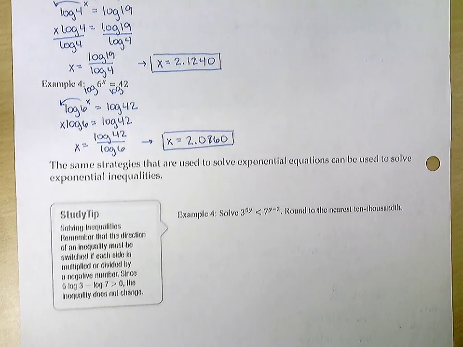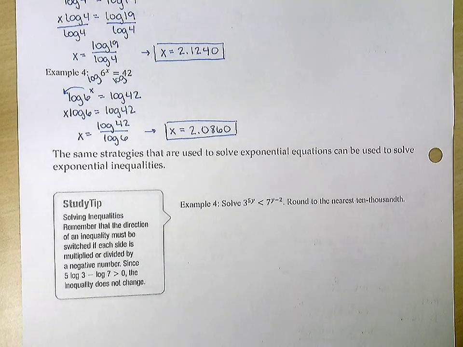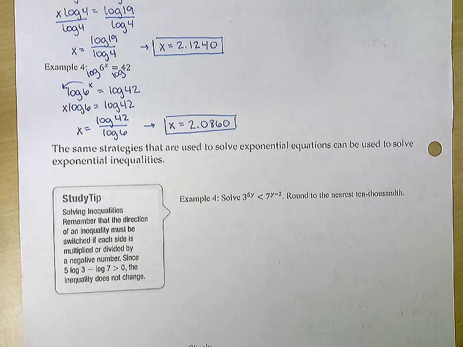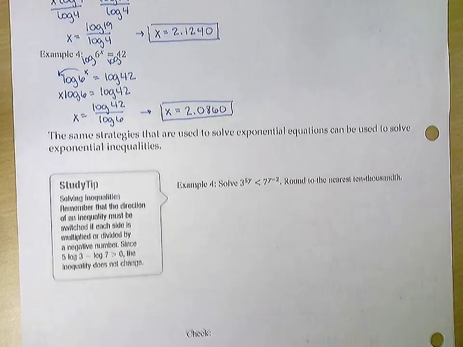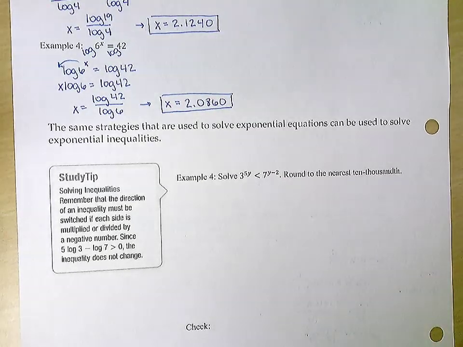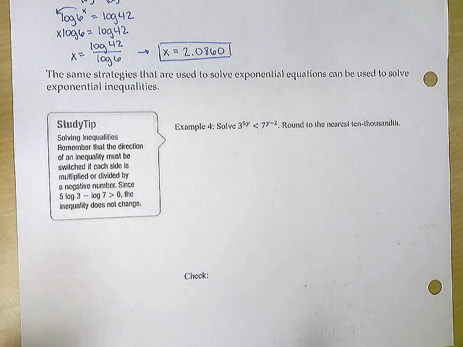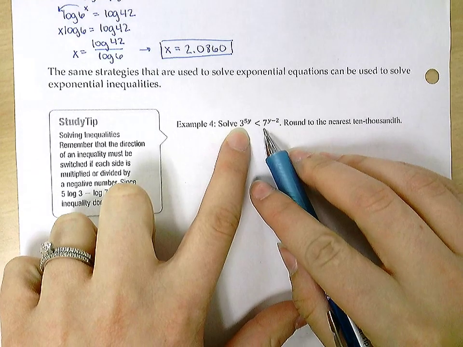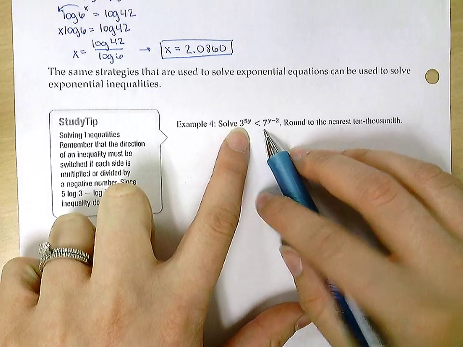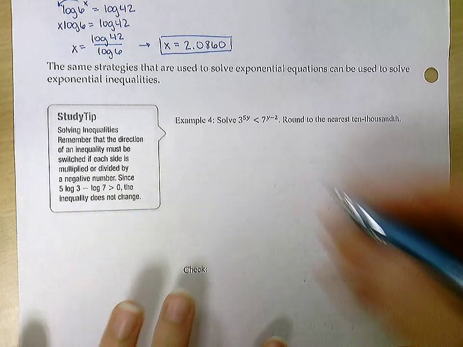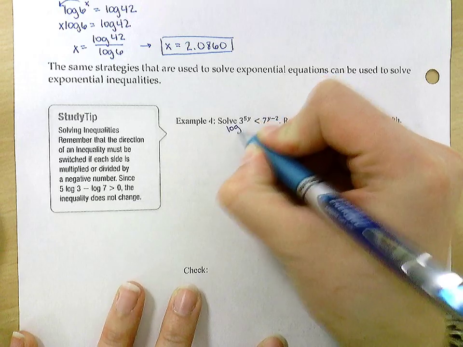So the same strategies that are used to solve exponential equations can be used to solve exponential inequalities as well. So instead of your equal sign, you just have your inequality symbol. In example 4, we're going to solve this the same way. I can't change those two bases to have a common base number, so what I'm going to do is bring in a log to both sides.